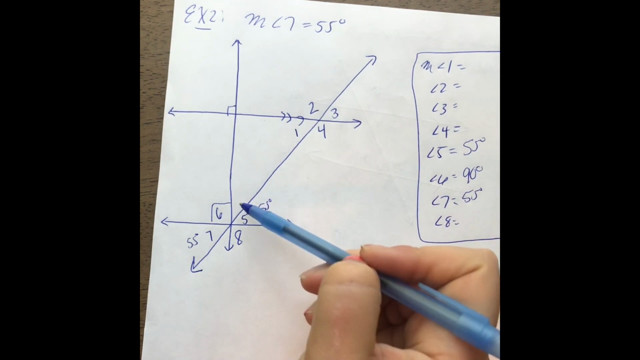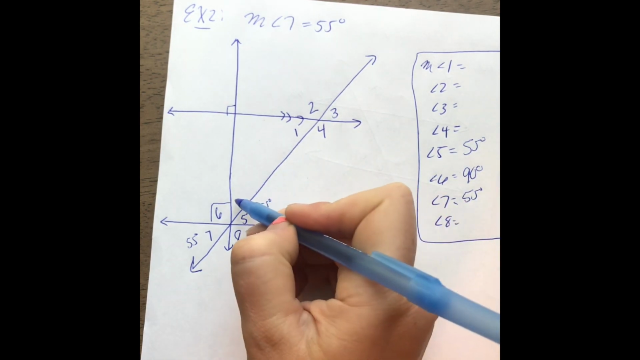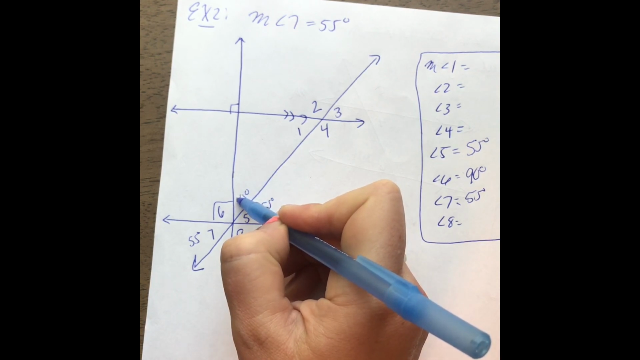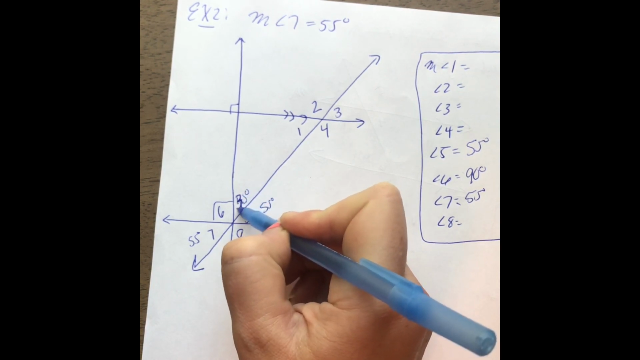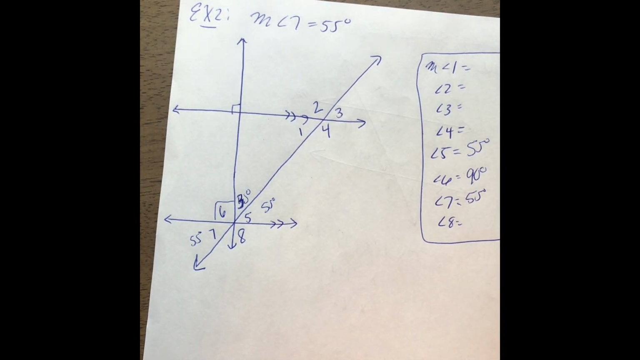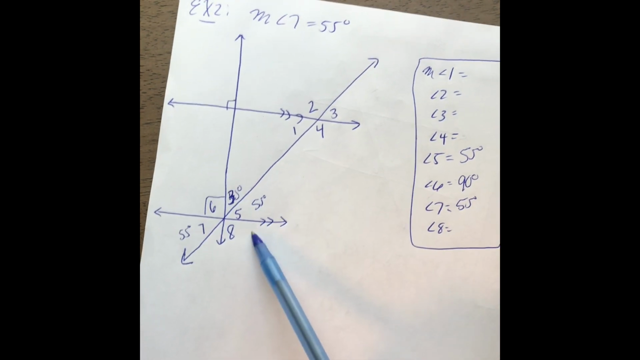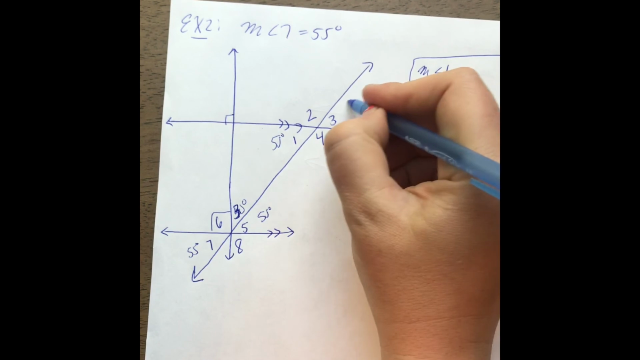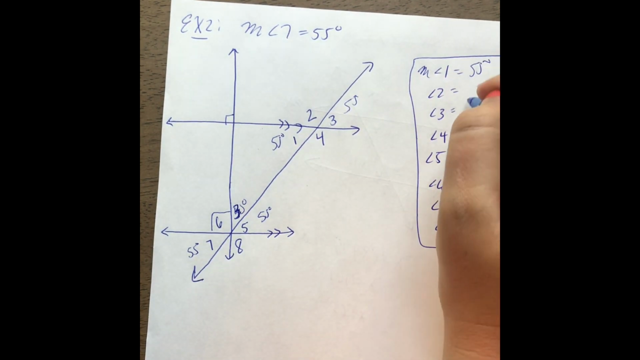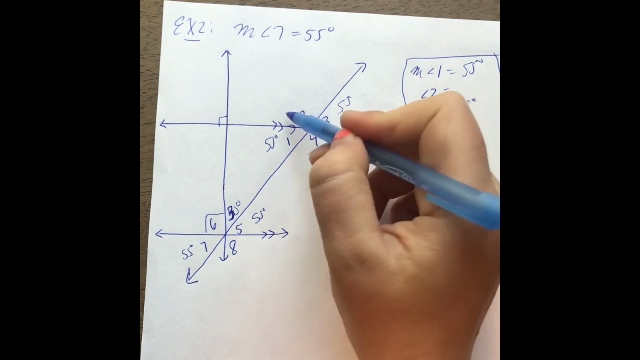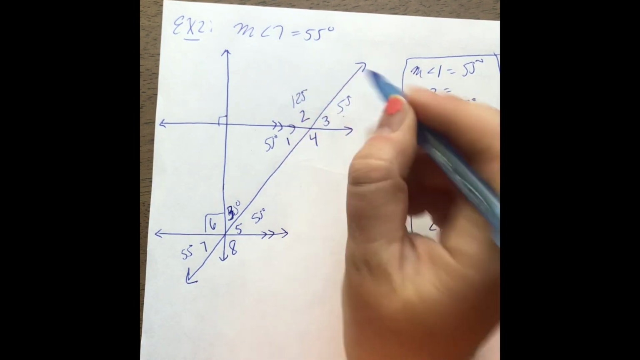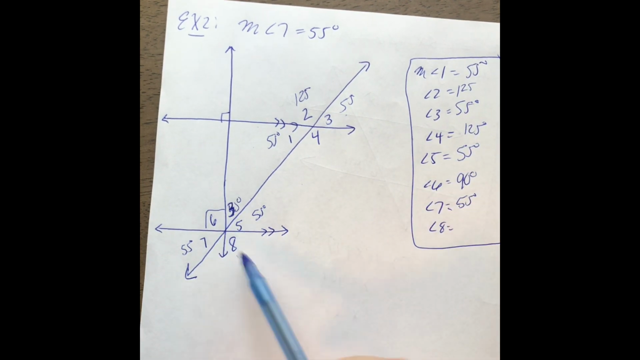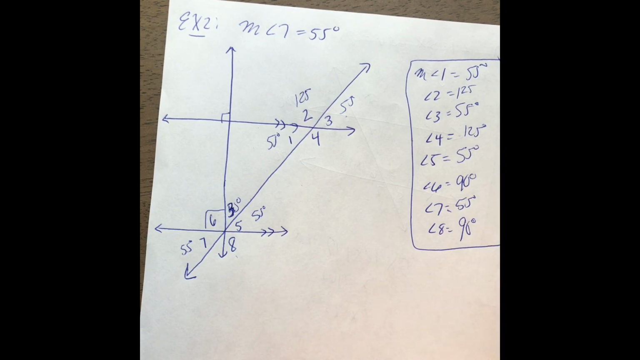Now if angle 6 is 90, this angle right here also has to be 90, so this angle right here has to be 35 degrees. What we also know is that angles 5 and 1 are alternate interior angles, so 1 is 55 degrees, that makes 3 55 degrees. And we know that these are a linear pair, so 2 has to be 125, and that also makes 4 125. Angle 8 also has to be 90 degrees because it's a vertical angle to angle 6.